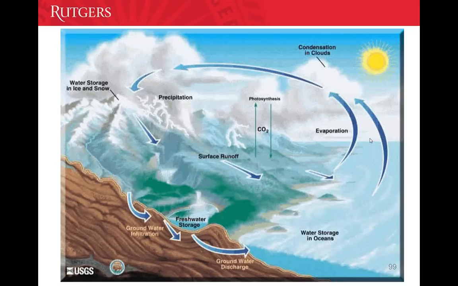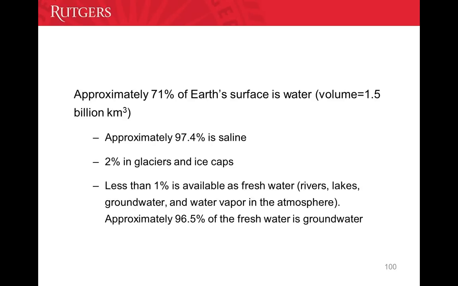Here's the hydrologic cycle that we know fairly well, a constantly evolving circulating system from evaporation back into the sky to condensation, back down to precipitation, and so on. It's the basis for our concern about water. 71% of the Earth's surface is water, but most of it is salt water, almost 98%. 2% of the water is in glaciers and ice caps. That leaves us about 1% of the water available in rivers, lakes, and groundwater.